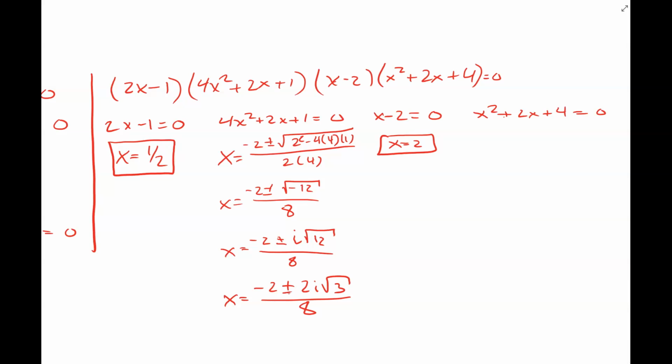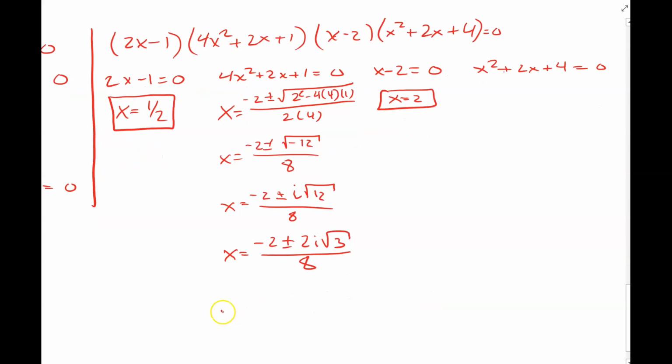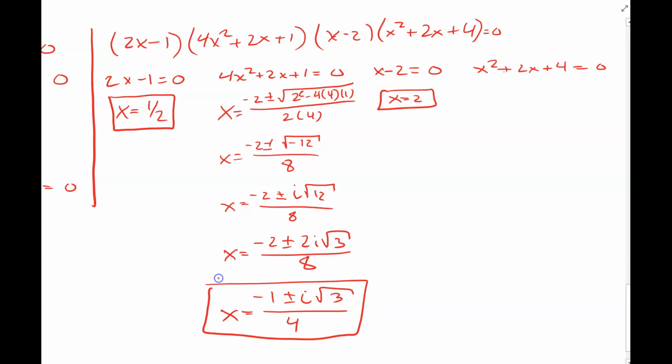And then if I look at the numerator, each term of the numerator is divisible by 2. And the denominator is divisible by 2. So I can reduce this to be negative 1 plus or minus i square root 3 over 4. And that's my best answer. This one right here would have been okay too. I wouldn't have penalized you for not simplifying the radical. But you should be able to do that, especially for something small like the square root of 12. Everybody okay there?